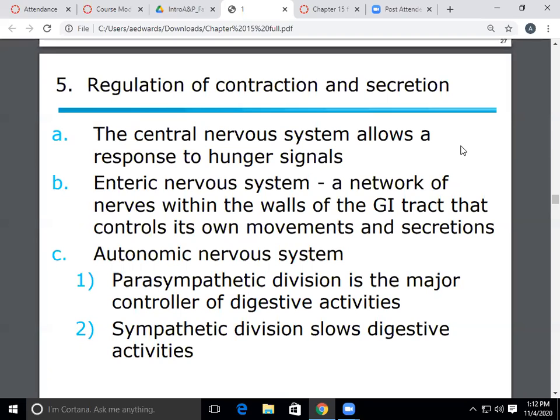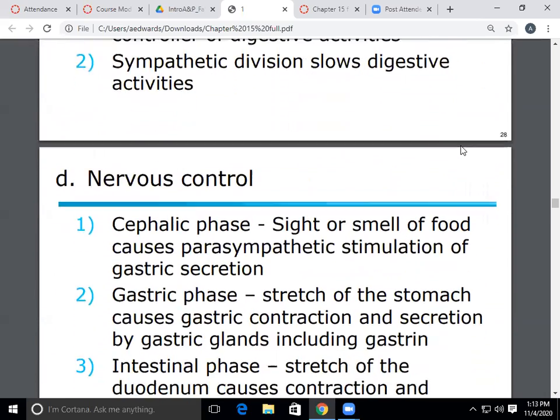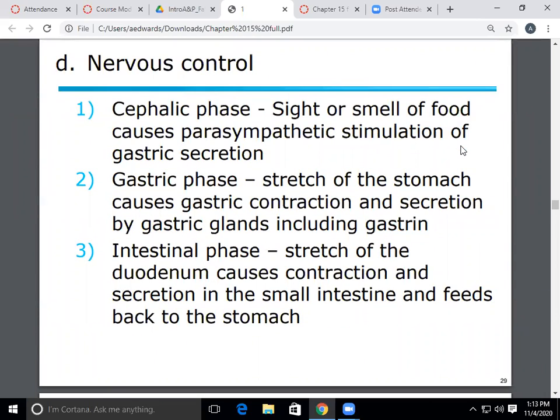Now, we also have some control by the autonomic nervous system. So remember the parasympathetic nervous system and the sympathetic nervous system? Remember, parasympathetic is rest and digest, so it's the major controller of your activities in digestion. Sympathetic is fight or flight, so it's going to slow down your digestion. You don't want to be using all your energy for digestion if you need to fight the bear, right? You need to kind of shut that down. All right, nervous control.